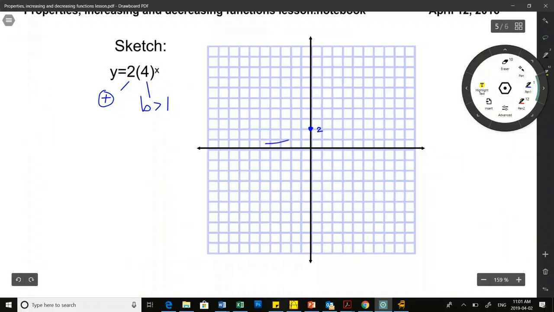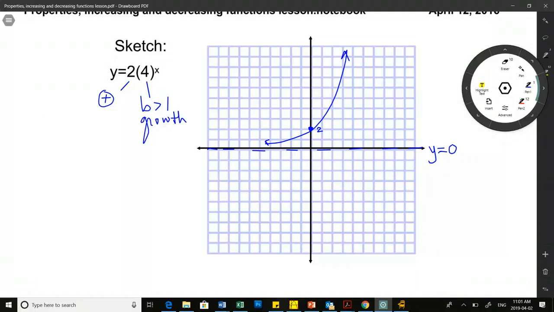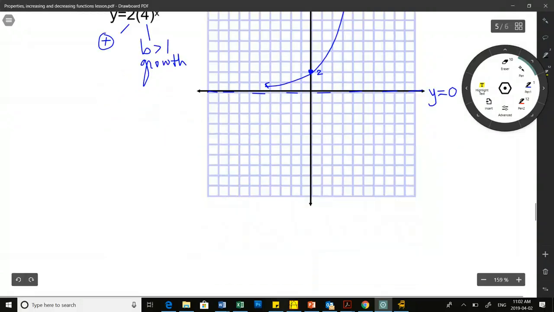So we have something like this. Again, these are really general sketches. And we'll pencil in our asymptote as well. Okay, so this means growth. Good? Okay, two more quick ones. Can I scroll? We're all good?